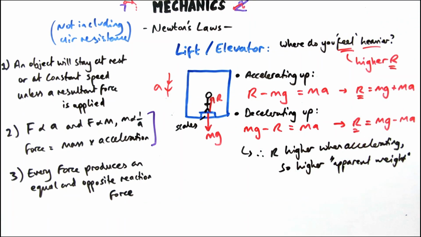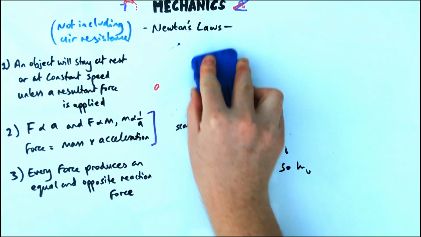So therefore you're going to have a higher apparent weight, and you can see videos of this online. You do have a higher reading on the scales when you are accelerating upwards as opposed to decelerating.